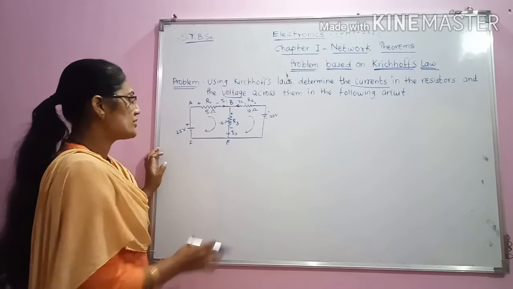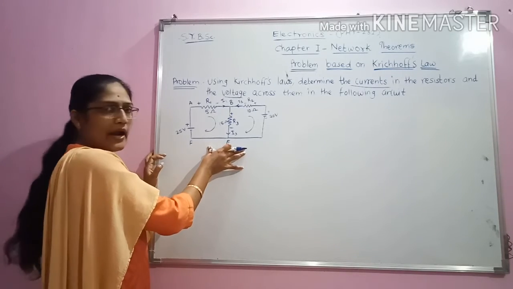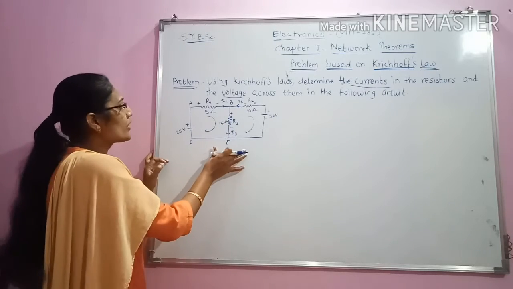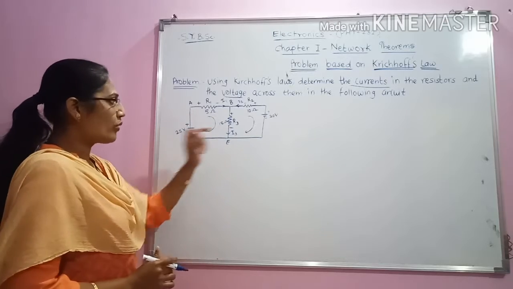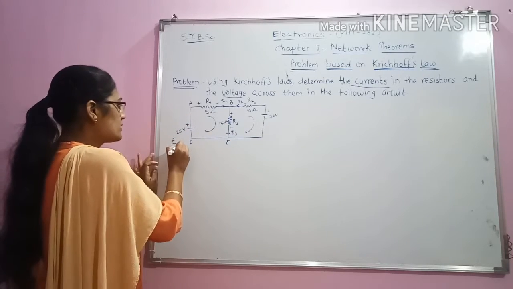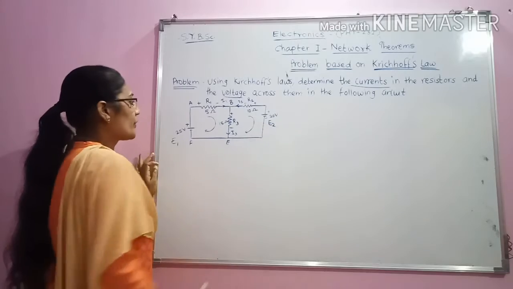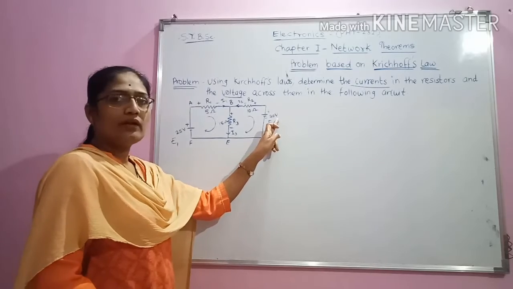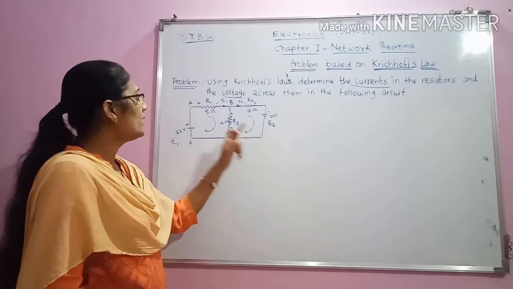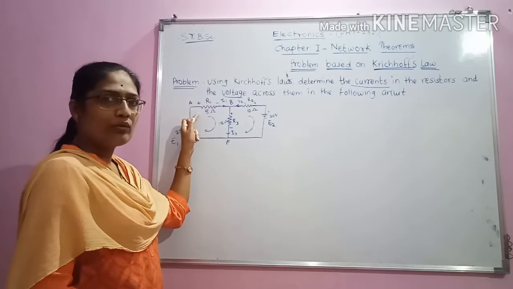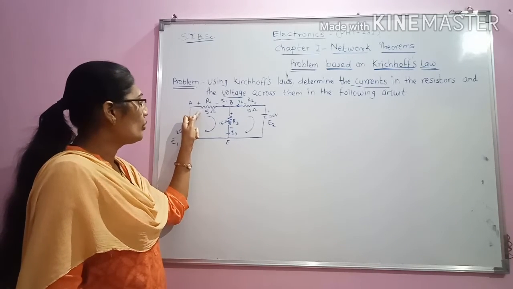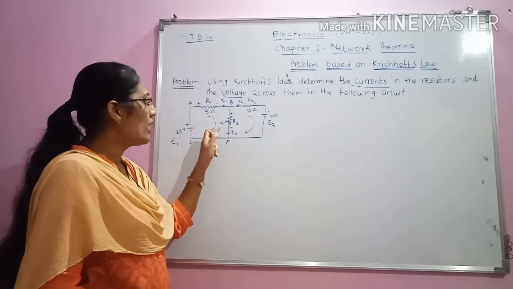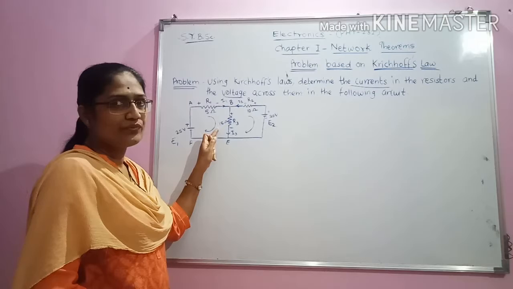Here the circuit which is given is a linear and bilateral circuit. It is having two loops. If we observe, there are two EMF sources, E1 and E2, whose values are given as 25 volt and 20 volt respectively. Then there are three resistors: R1 whose value is 5 ohm, R2 whose value is 10 ohm, and R3 whose value is 15 ohm.